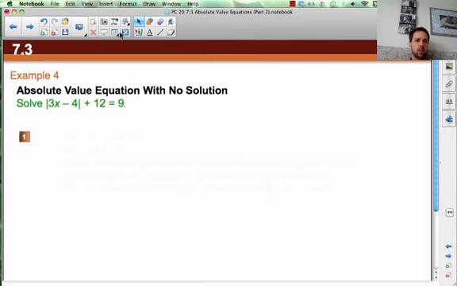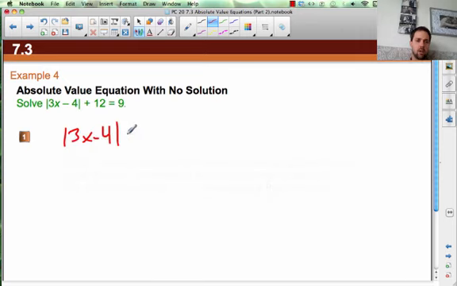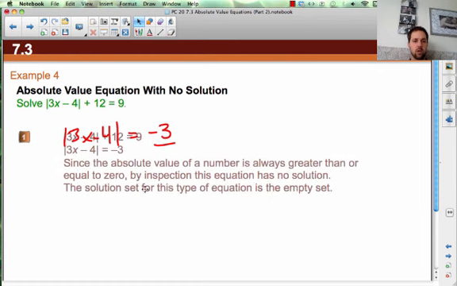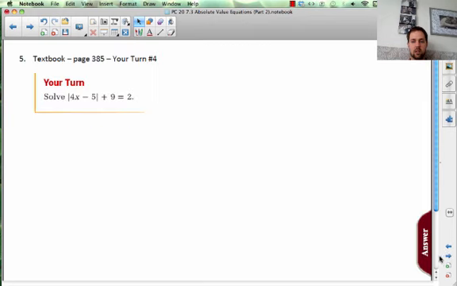Here's one with no solution. Now, this is going to be quick and simple. The absolute value of 3x minus 4 equals, now subtract 12 from both sides, negative 3. It's impossible to take the absolute value of something and end up with a negative number. So this could never happen. So right away, just by inspection, we can say, hey, that's not possible. This thing has no solution, so it's just the empty set. The empty set is just a set literally with no values in it.